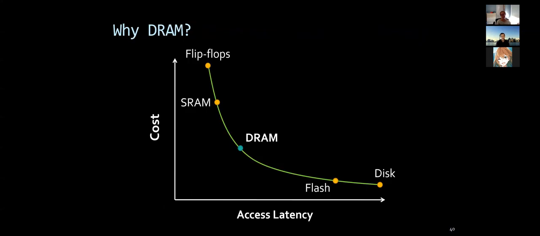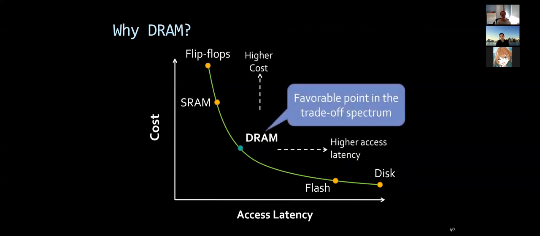Okay. So DRAM got lucky. If you look at things you at least heard about or learned in this course, there are flip-flops, SRAM, DRAM, flash, and disk. Hopefully you've heard about all of those. And there's a trade-off curve here. On the x-axis, we have access latency. So going further here increases the access latency and the cost. DRAM happened to have a nice sweet spot in the trade-off spectrum.